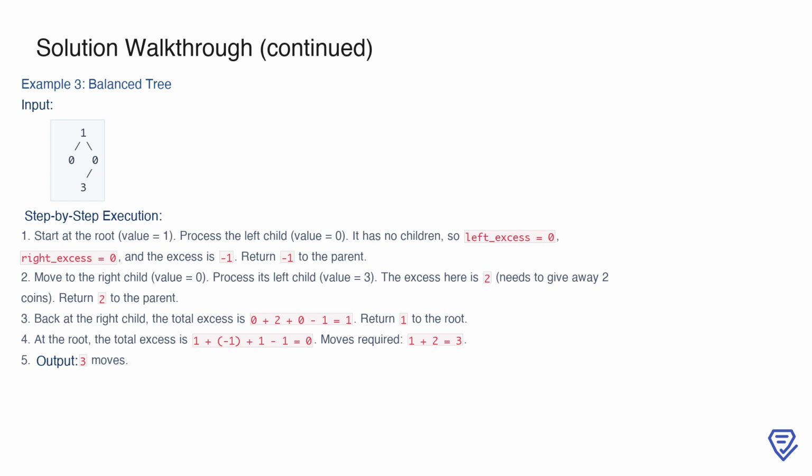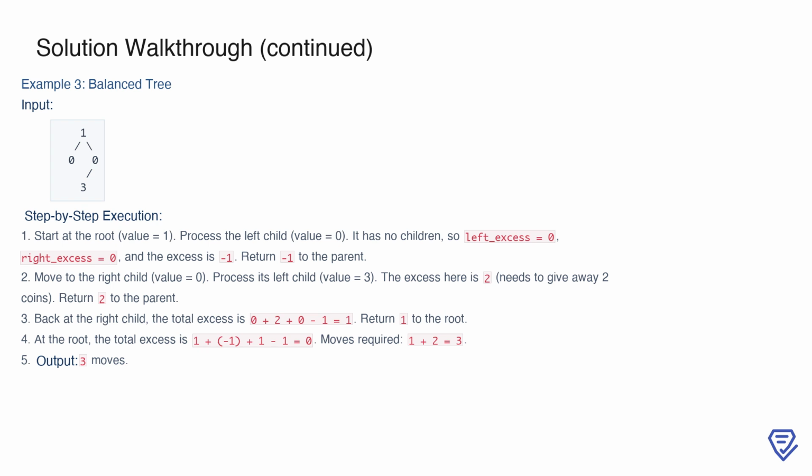Next, we move to the right child, which has a value of 0. Here, we first process its left child, which has a value of 3. Since this node has no children, the excess is calculated as 2, meaning it needs to give away 2 coins. This value is returned to its parent. Back at the right child, we calculate its total excess. It has 0 coins and received 2 from its left child, resulting in an excess of 1. This value is returned to the root.